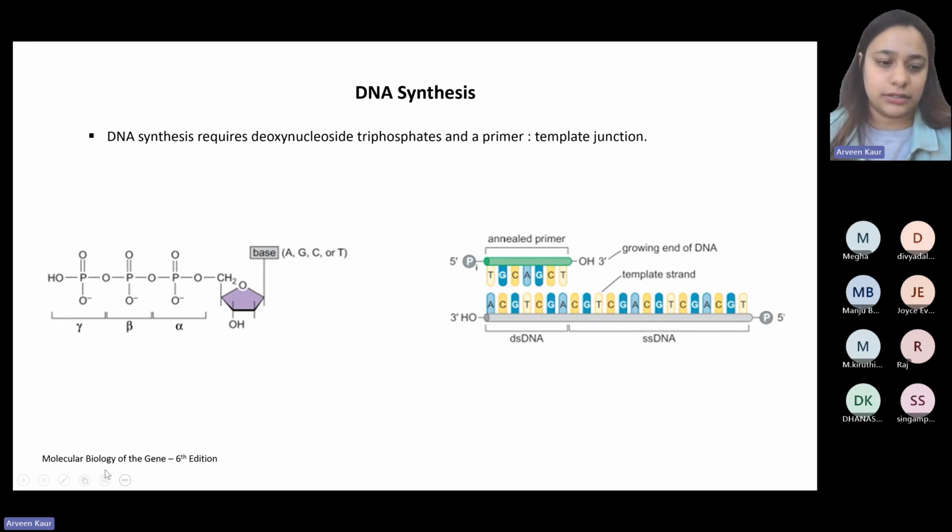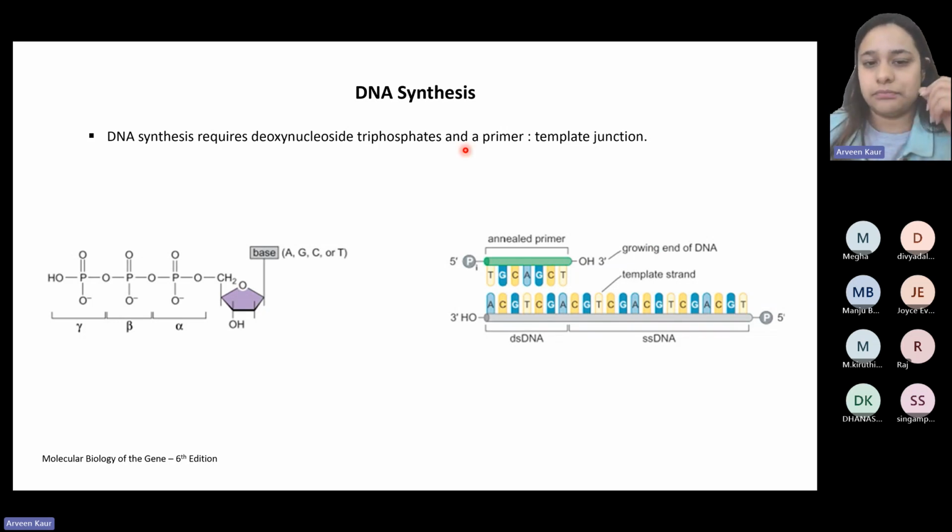So what does DNA synthesis require, right? It requires deoxynucleotide triphosphates and a primer template junction. So these are the two prerequisites for the synthesis of DNA. One is deoxynucleoside triphosphates, right, which have three phosphates attached to a deoxyribose sugar, which in turn is attached to a base, which is one of these, that is A, C, G, or T, right?